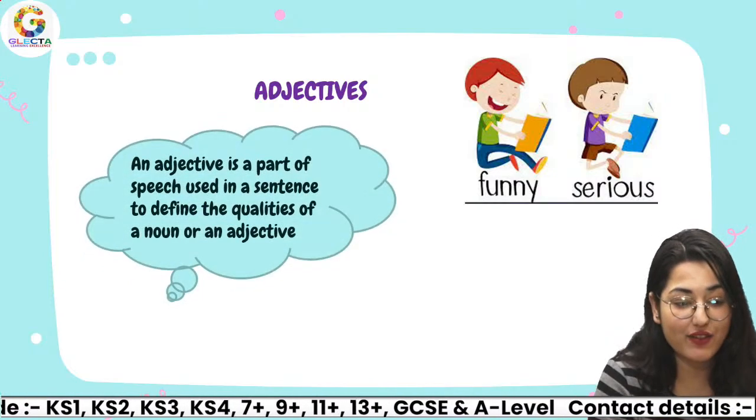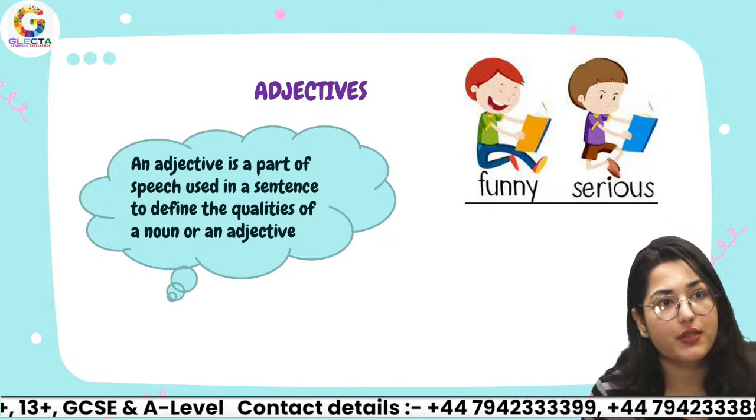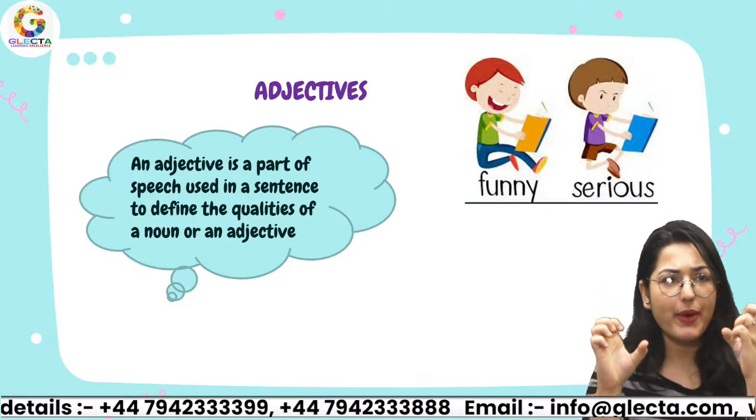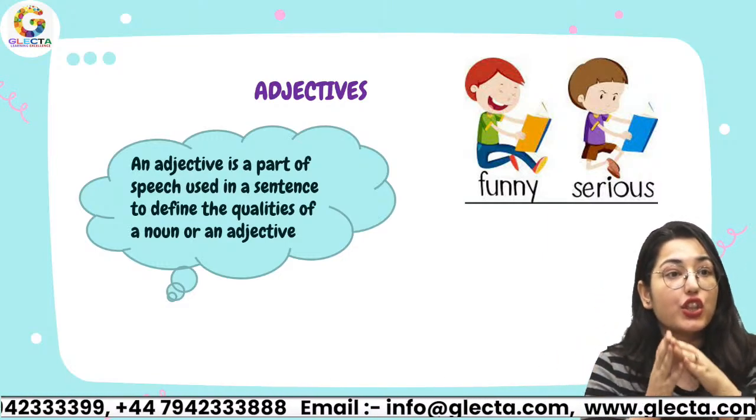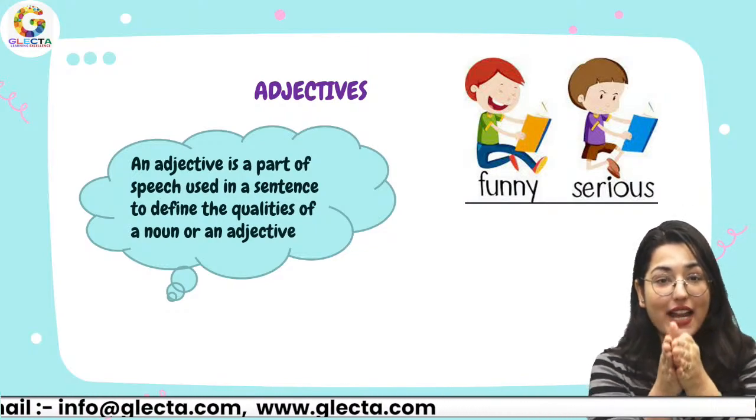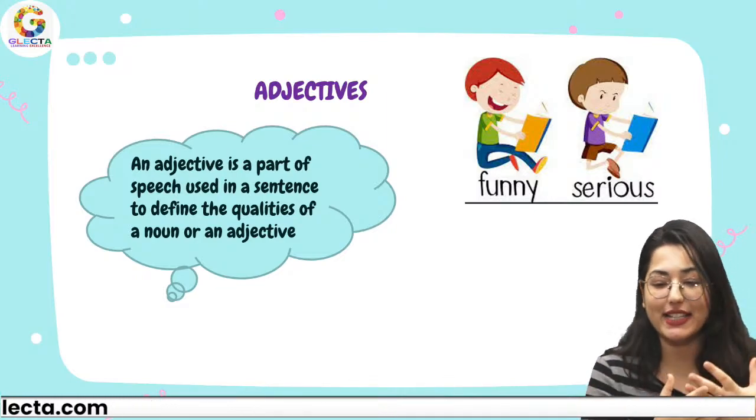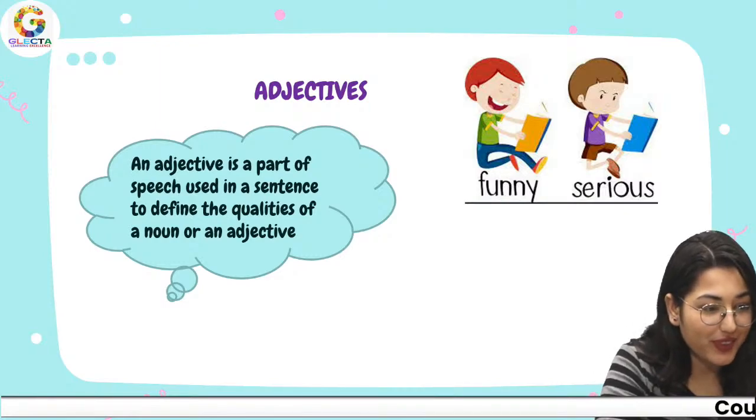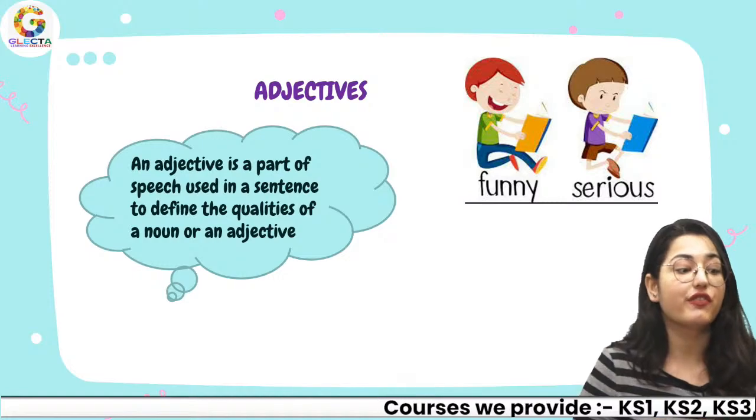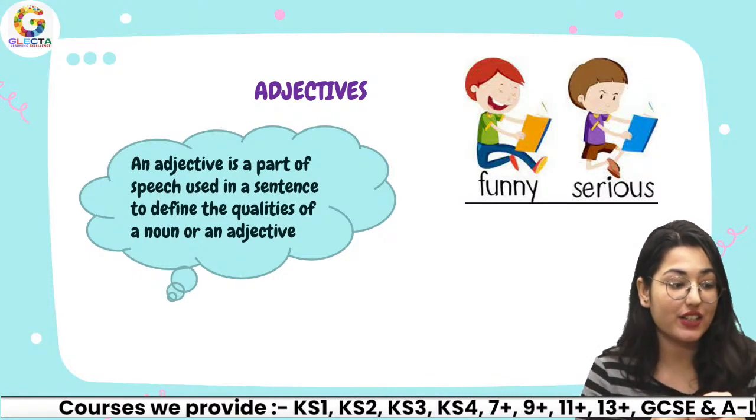If we're talking about adjectives, you can say funny, serious. I have read a serious news. When I'm saying that, I am explaining the seriousness of something. This is how it adds extra information to something. So that would be an adjective. An adjective is a part of speech used in a sentence to define the qualities of a noun. Adjective is a part of speech.